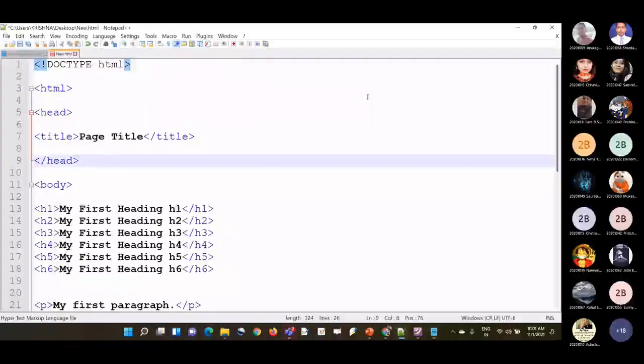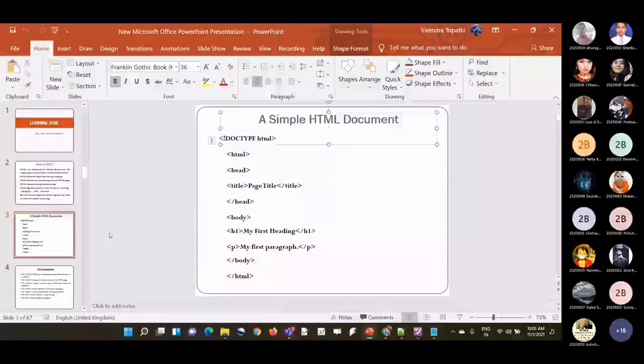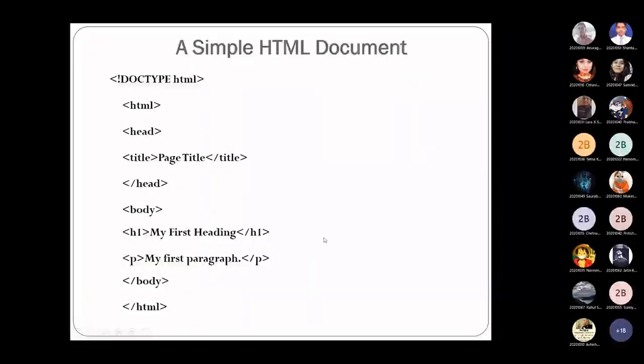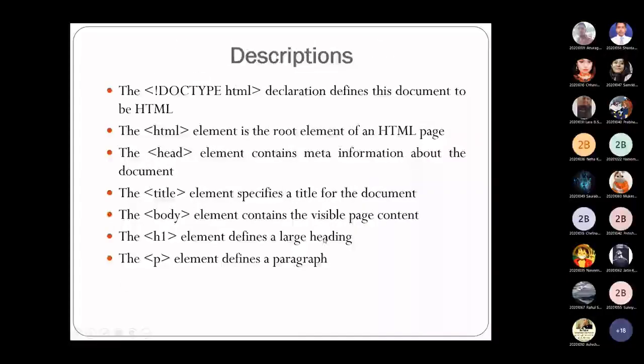Okay, so now let us go further. What we can see, what we can learn. I think up to now this is clear to you. This is what I just explained to you. The doctype HTML declaration defines this document to be an HTML document, and the HTML element is the root element of the HTML page. That is, this is necessary. You have to write it.